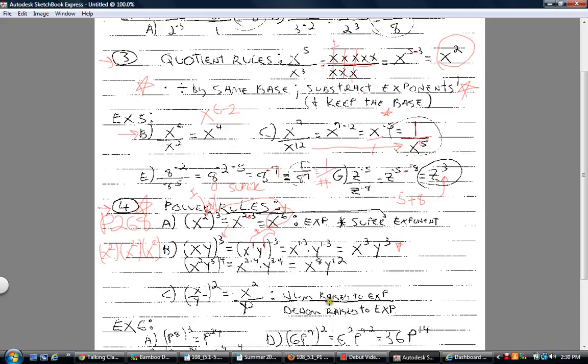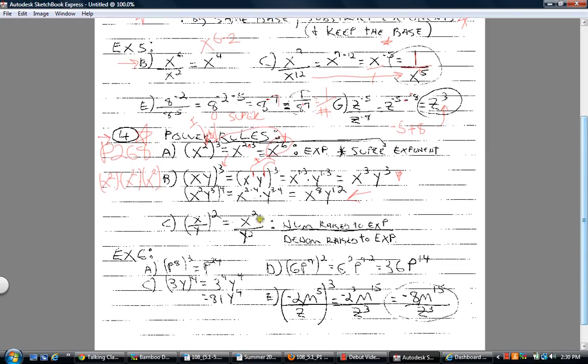Done. Okay, let's take one a little easier to see. Inside exponents, outside exponents, different variables. Multiply them. 2 times 4, 8. 3 times 4, 12. And there's your answer. Okay, not too bad, huh?